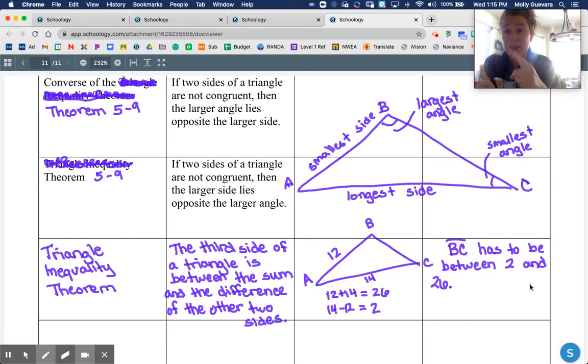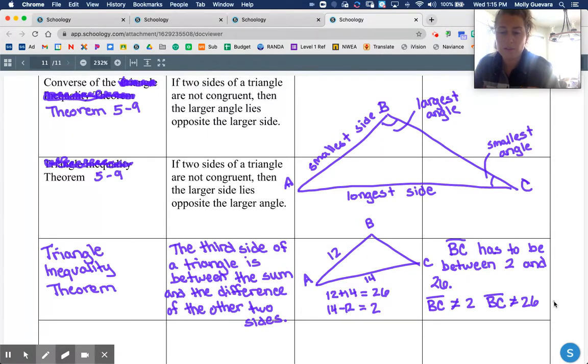The length of BC can be 2.000001, or it can be 25.99999, or anything in between. But it cannot be, so we're going to make a little note here, it cannot be 2, and it cannot be 26. So it can be anything between 2 and 26, but it cannot be 2 and it cannot be 26. So I have a wide range of values that BC could be.